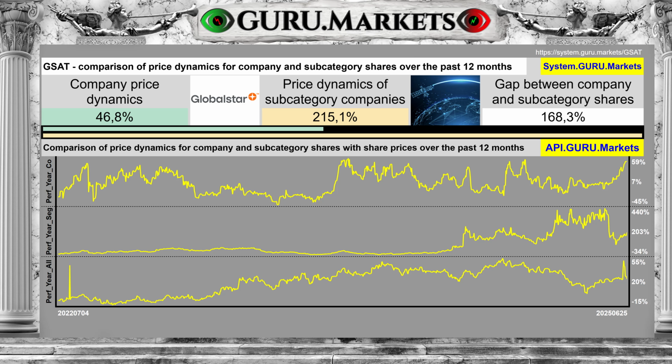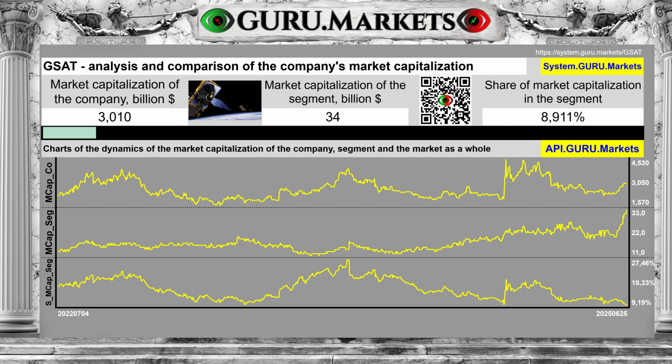Comparing the movement of the stock price of Globalstar Incorporated and subcategory shares, we will see that in 12 months, the shares of Globalstar Incorporated showed a dynamics of 46.8%, against price changes in the subcategory of 215.1%.